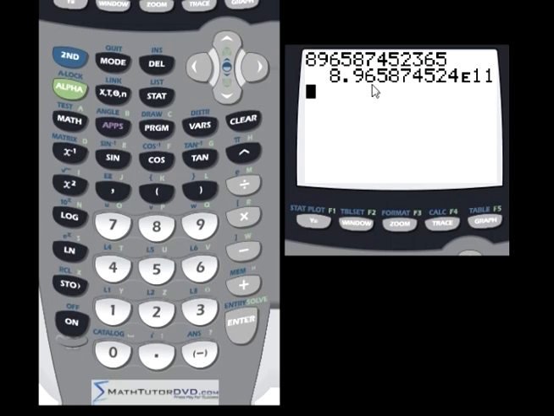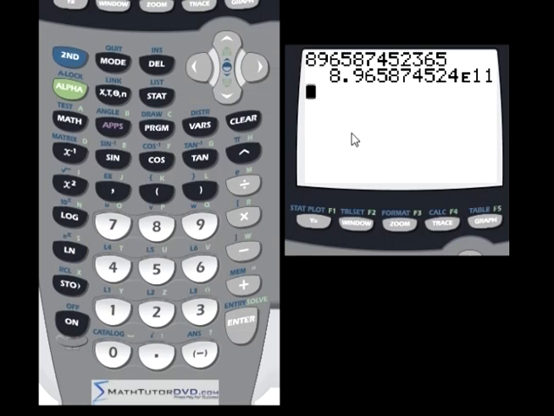So 8.9658 and all this stuff, and then the little e here means multiplied times 10 raised to the power of 11. And that means when you do that, this number times 10 raised to the power of 11 means you basically move the decimal point 11 spots. So let's count. 1, 2, 3, 4, 5, 6, 7, 8, 9. We have to go 2 more decimal places, 10 and 11, to get to what we have here.